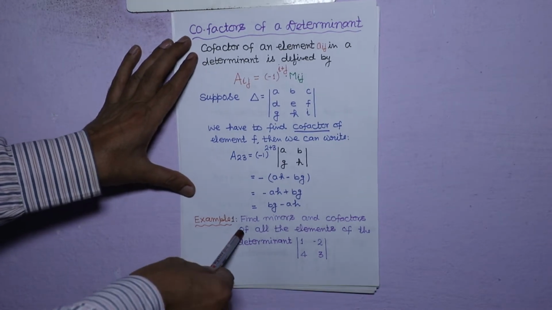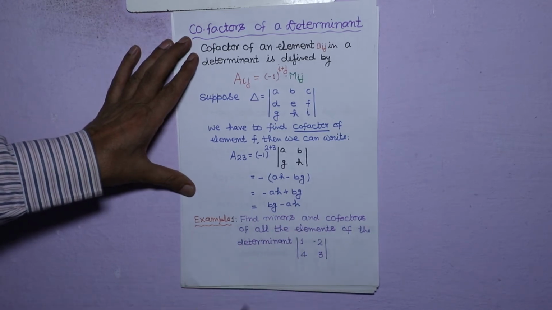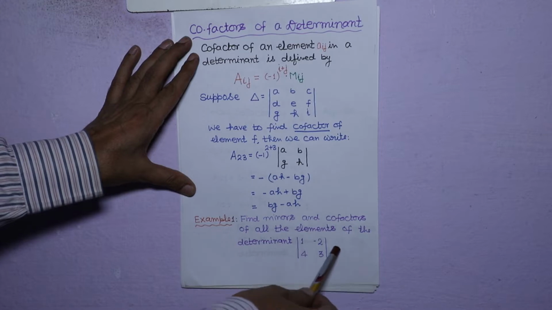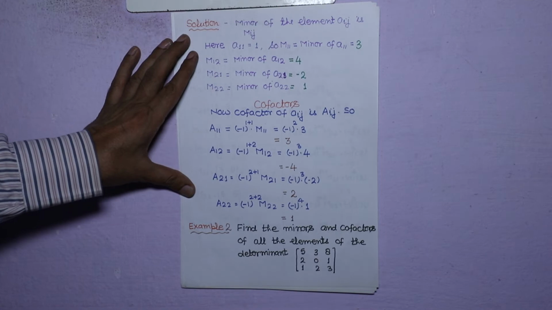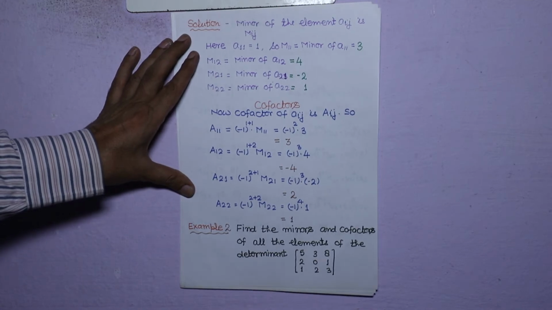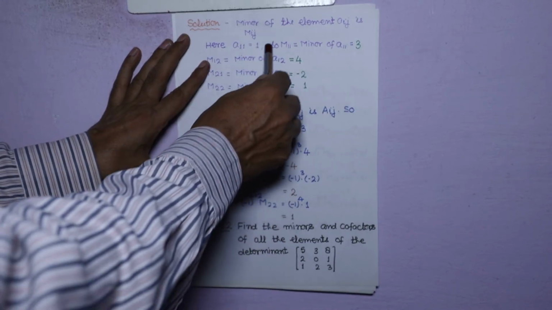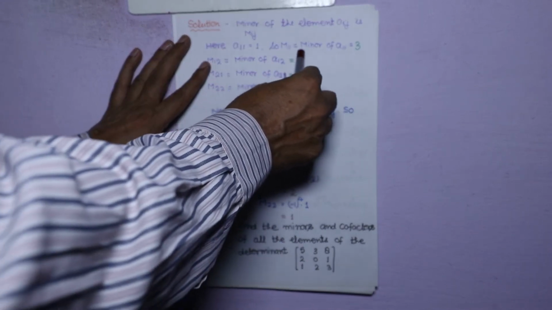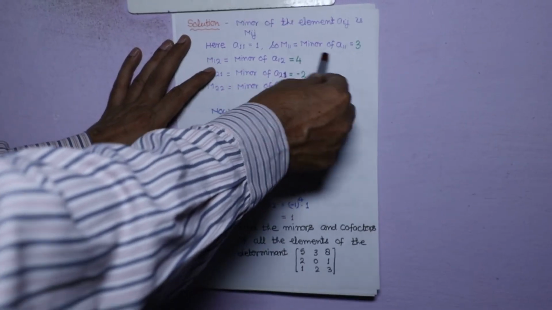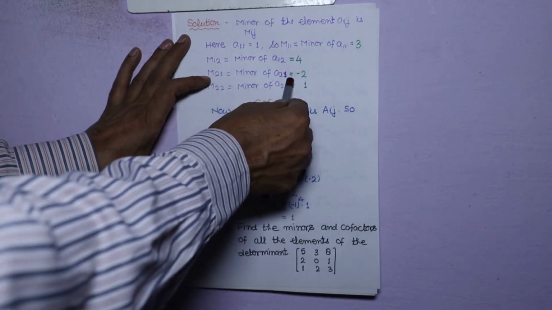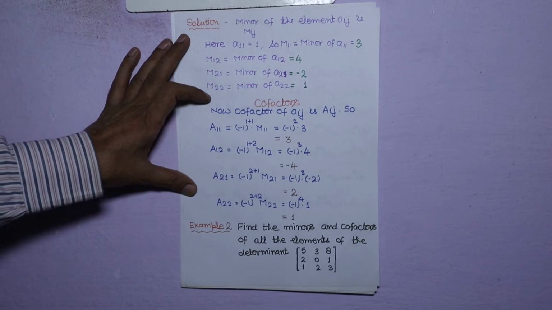Now take an example to clarify the things. Find minors and cofactors of all elements of the determinant 1, minus 2, 4, 3. It is a determinant of order 2. So here you can see A11 element, deleting first row, first column, that is 1. So M11, minor of A11, is 3. M12, minor of A12, is 4. M21, minor of A21, is minus 2. M22, minor of A22, is 1.